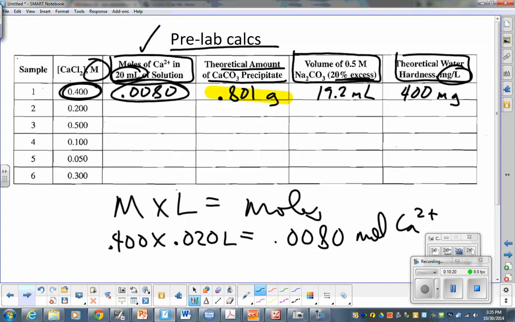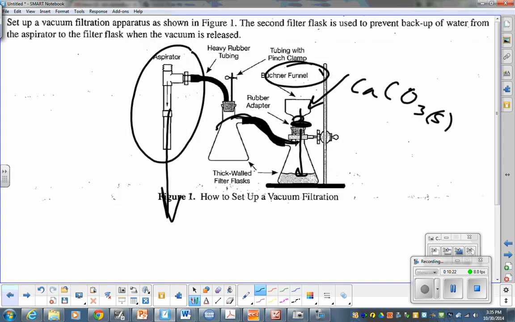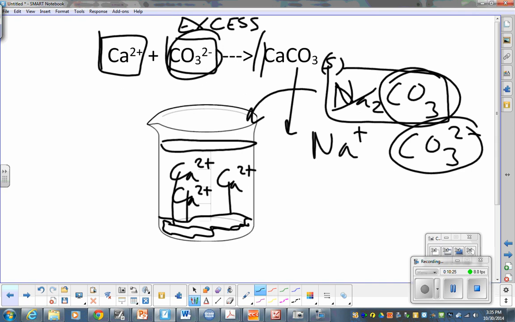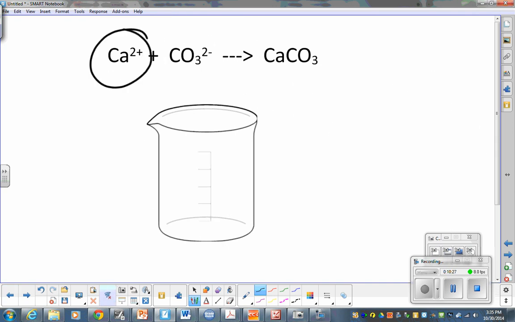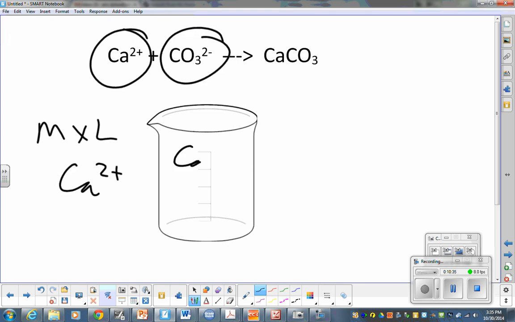Ultimately, here's what we're basically going to do. We're going to start with some calcium. You have to tell me how many moles. That's M times L. We'll always get moles of Ca2+. We're going to add excess CO3. So we're going to take all the Ca2+ and pour sodium carbonate in there. You're going to knock all the Ca out and turn them into CO3 solids.